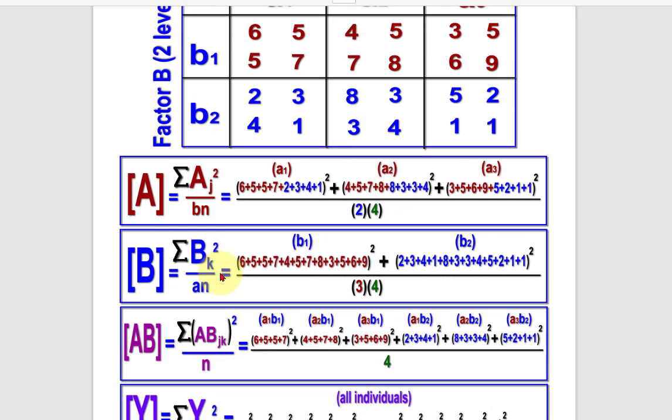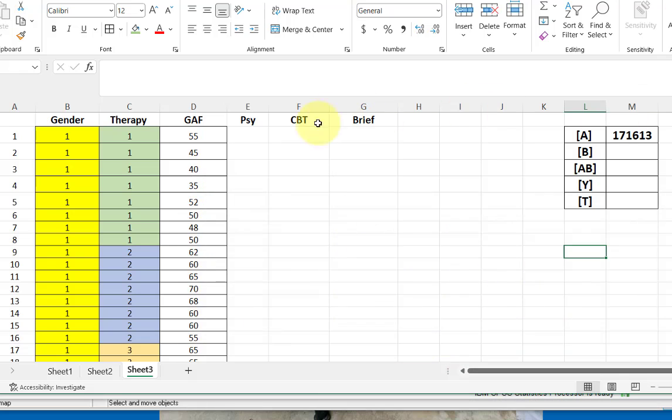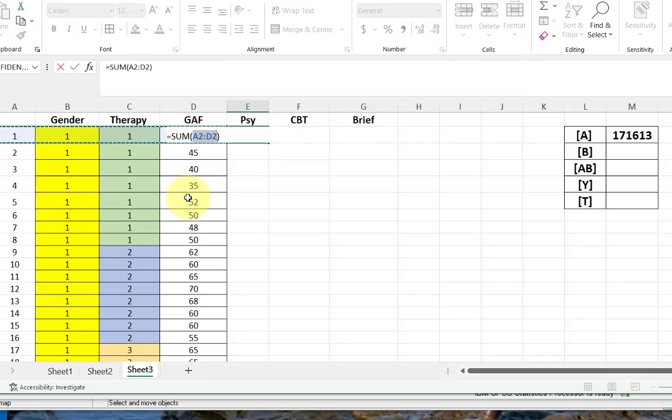So B means we add up the B's. So this one we have 3 B's. All right, bracket B. We got 3 bracket B's, right? So we got psychotherapy, CBT, and brief. We add them up individually regardless of gender first. So let's do that. So, right, regardless, so we're just taking the ones. So that's going to be all of these guys, right? And I'm going to sum all the way up to there.